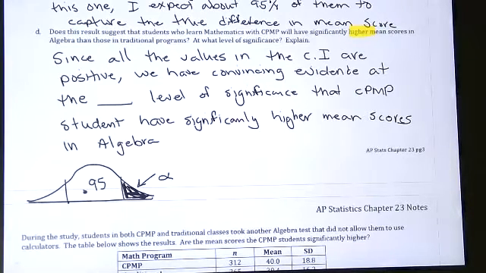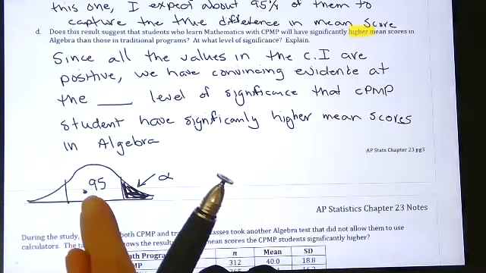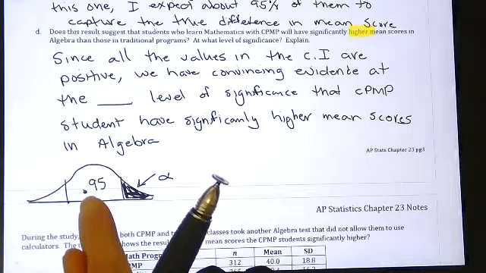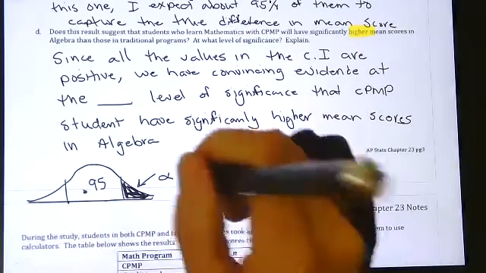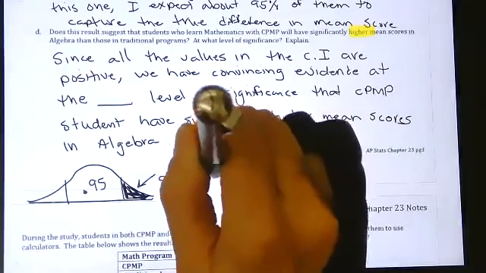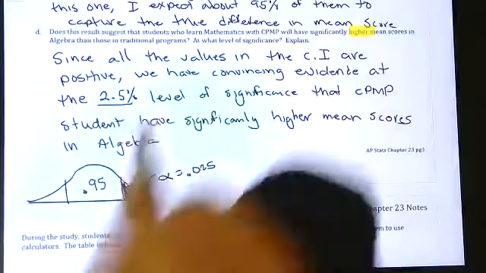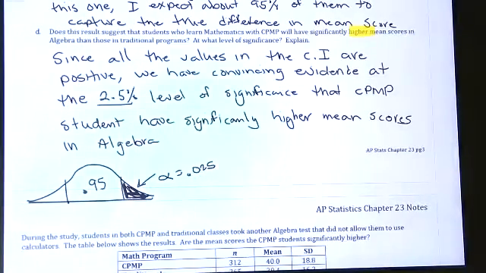What area is there? Okay, 95% in the center. How much is left? 5%. And since there's 2 tails, we got to cut it in half. That means my alpha is 0.025. So this is the 2.5% level of significance.